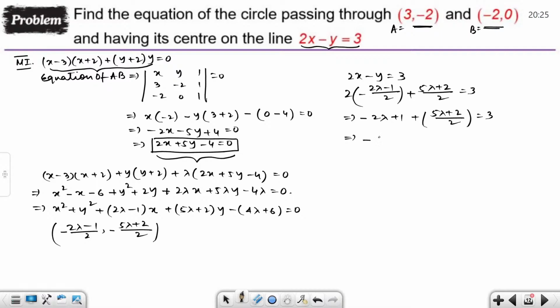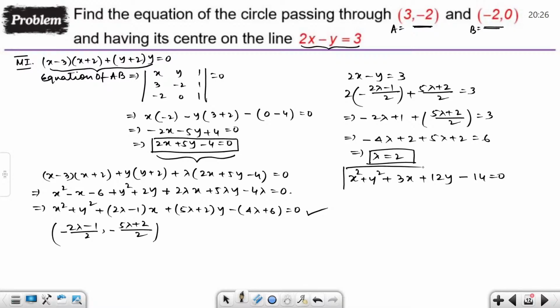So we are getting lambda equal to 2, right? Therefore, the equation will be, I am putting the value of lambda in this equation to get its equation. So this is the required equation of the circle. Is it clear to all?